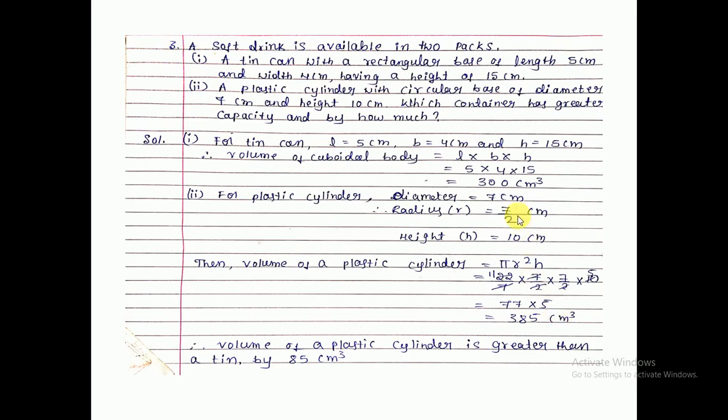So here, for the rectangular cuboid shape we got the volume 300, here 385 we got. So you can easily compare which one is having the greater capacity. Actually the cylinder is having the greater capacity, by 85 centimeter cube. The difference between the cuboid and cylinder is equal to 385 minus 300, that is 85 centimeter cube. So the final conclusion you have to write: volume of a plastic cylinder is greater than a tin by 85 centimeter cube. Okay. So next, fourth question.